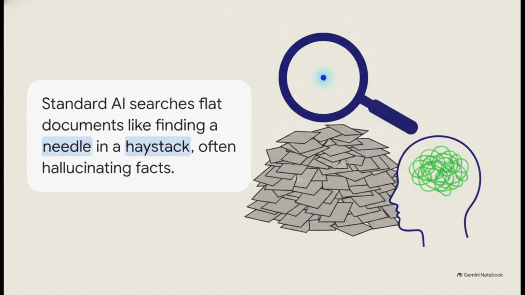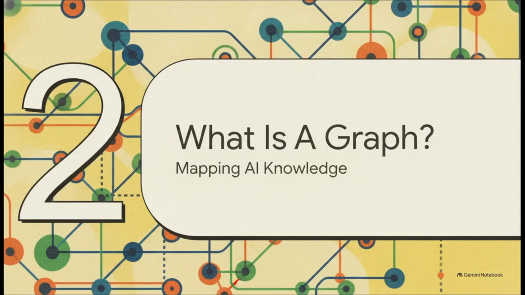Basically, if they have to read through a massive document to find an answer, by the time they reach the end, they kind of forget what they read at the beginning. Because they can't see the big picture, they miss vital connections. And worse, they start hallucinating. Making up facts that sound super plausible but are just completely wrong. Okay, let's dive into this.